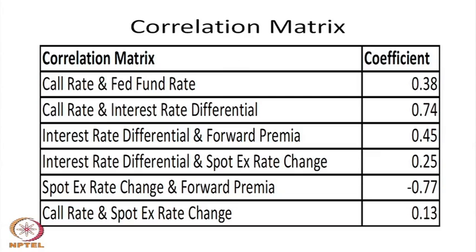I have found the call rate, the Indian call money market rate, and the Fed fund rate of the US. These are the two money market interest rates of India and the US. There is a significant correlation of 0.38; though it is low, to some extent both are correlated to each other. Similarly, I have taken the call rate and interest rate differential. Here interest rate differential means call rate minus the Fed fund rate, to see whether the two rates are related to each other. I have found a 0.74 correlation, which is highly significant. The interest rate differential pulls the call rate. So, the positive correlation indicates that whenever the interest rate differential is high, the call rate is also high.